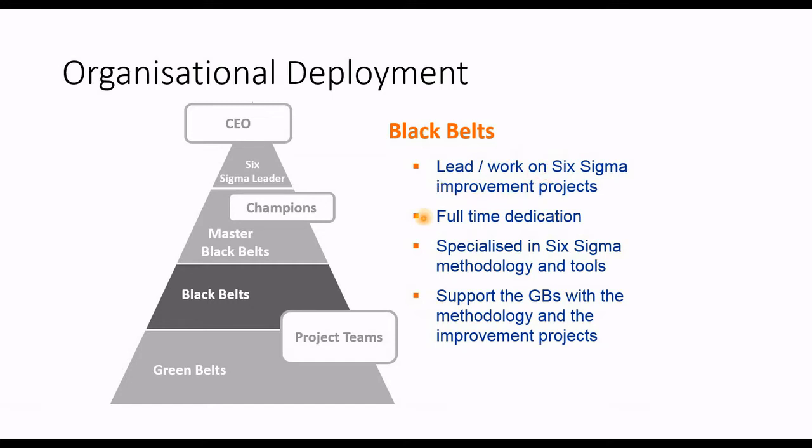Now, here is the difference. Black belts are supposed to be a full-time job, full-time dedication. He will not be given any other function in the organization. He will not be allocated to a particular function like production or quality or maintenance, inspection. So he will do a full-time job as a Six Sigma resource if he's a black belt.